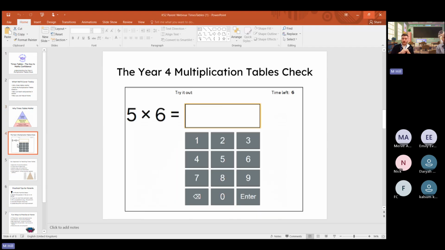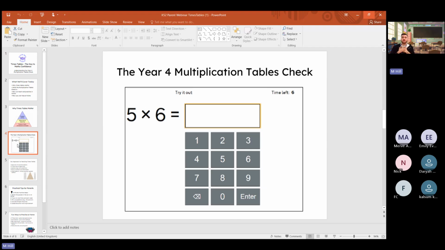So there we go. It takes place nationally for all year four pupils in the country in June, and it's a short online assessment that checks if children can recall their facts fluently. It takes about 5 minutes in total for each child. They have 25 questions to answer. What's really important to know is that they only have 6 seconds per question. So speed and having instant recall is really important.